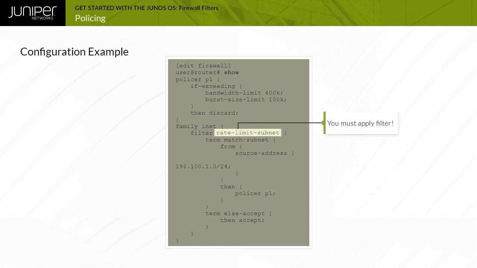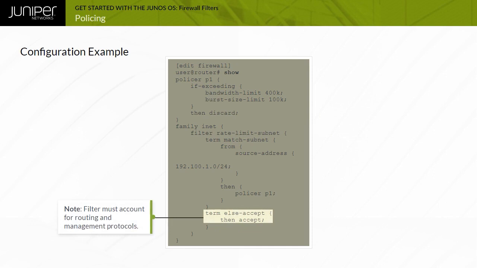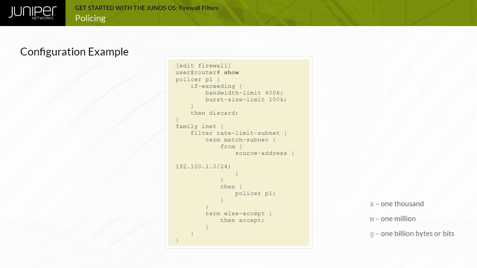The filter rate limit subnet polices traffic from the specified subnet. If the traffic source from the specified subnet exceeds the limits, the system discards it. If the traffic does not exceed the specified limits, the system accepts it. You can use the K, M, and G abbreviations to indicate 1,000, 1 million, and 1 billion bytes or bits, respectively.